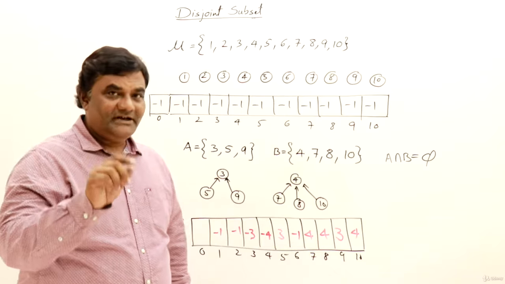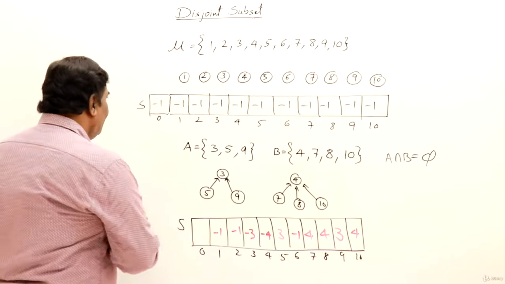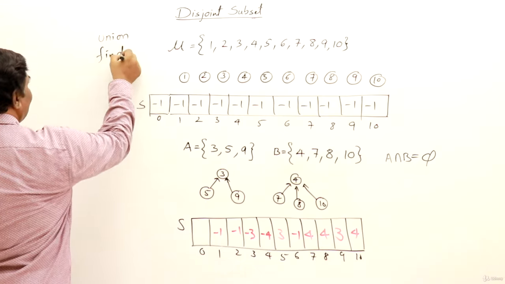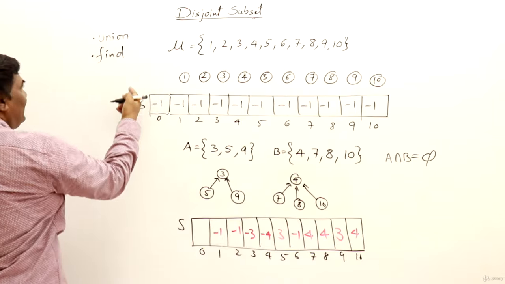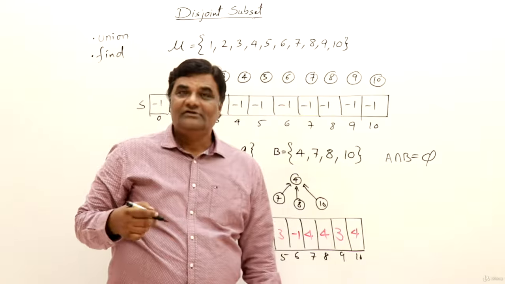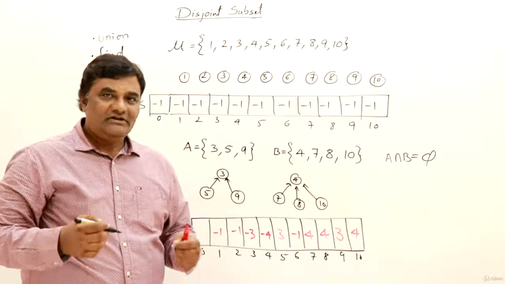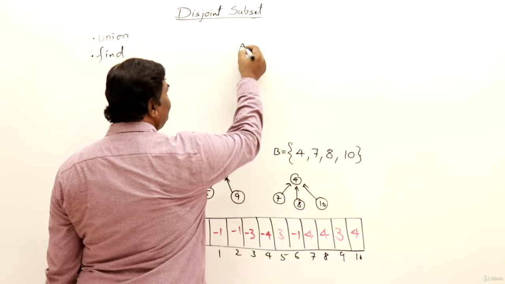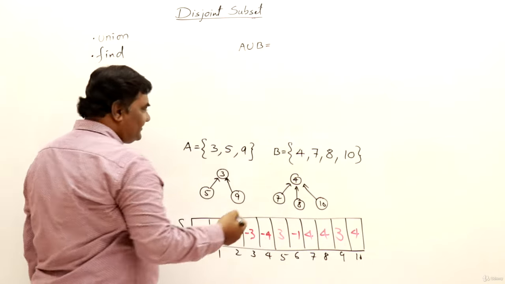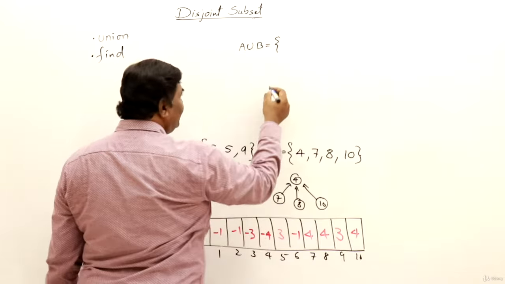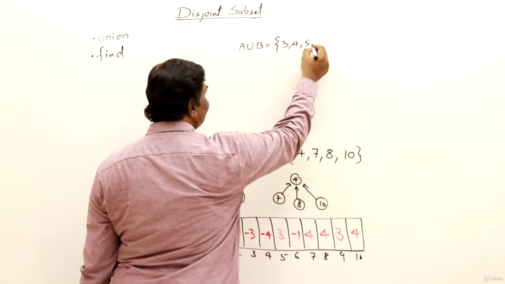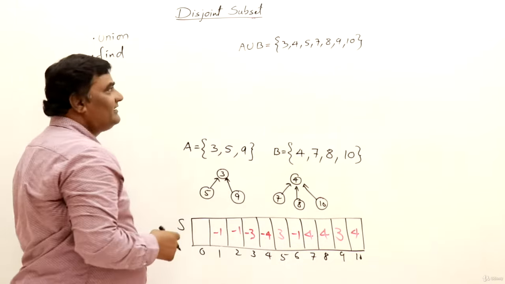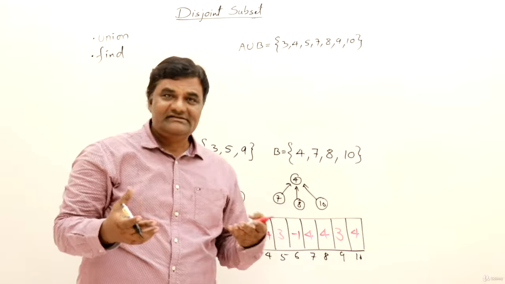On this we perform two operations that are union and find. Union operation and find operation. Union is also called weighted union and find is called collapsing find. I'll explain what that means. Let us say I want to perform A union B. This is a mathematical operation. Now if we perform union, the set of elements will be 3, 4, 5, 7, 8, 9 and 10. These two are combined together and there is nothing common, so nothing is discarded.